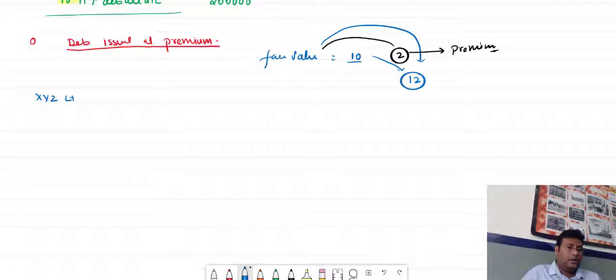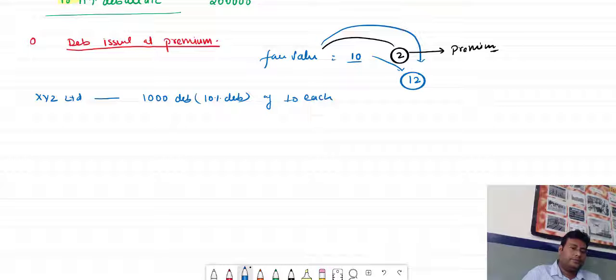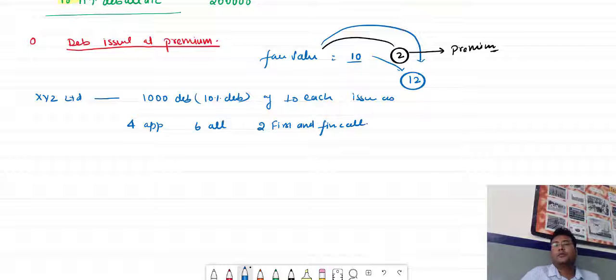XYZ Limited is a company that issued, just taking a very normal question, 1000 debentures. 1000 debentures, which ones? 10% debentures of 10 each issued as 4 rupees on application, 6 rupees on allotment, and 2 rupees on first and final call. All money received.